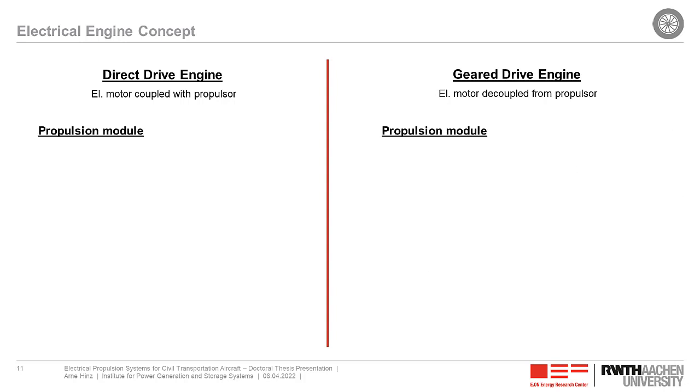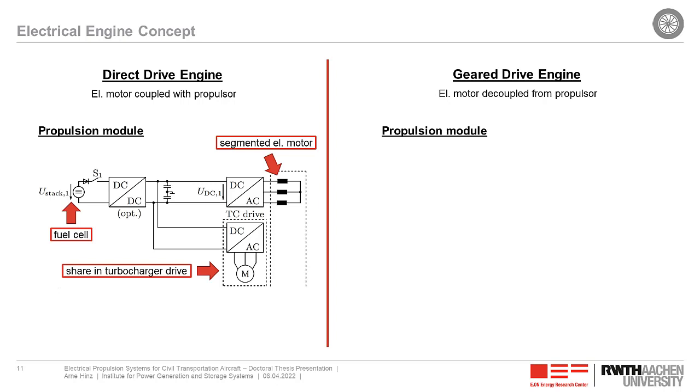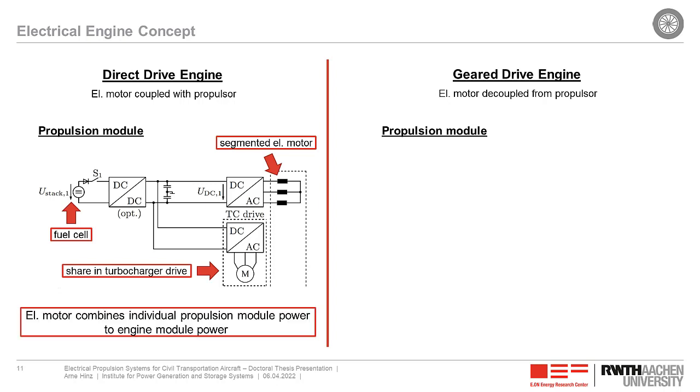Regarding the propulsion modules, we can see here a propulsion module of a direct drive engine, which has on the right-hand side a fuel cell, a share in the turbocharger drive, and the supply for a single segment of the electrical motor. In this concept, the electrical machine will combine all individual propulsion module powers to the entire engine module power.